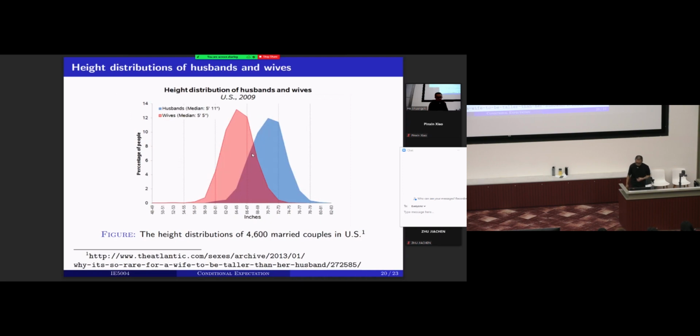And also maybe I can show you some other examples where the bell-shaped curve will show up. For example, several years ago, I read this article from the Atlantic. The article shows the distribution of height of males and females in America. You see this blue one is the distribution of height of husbands, and this red one is the height distribution of wives.